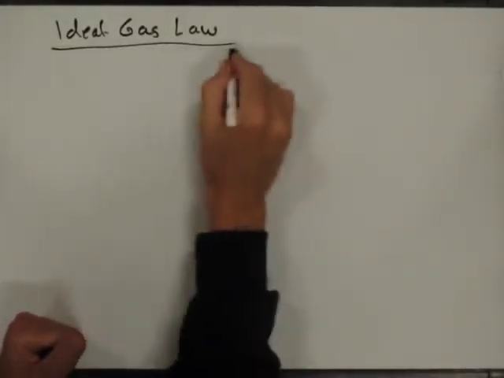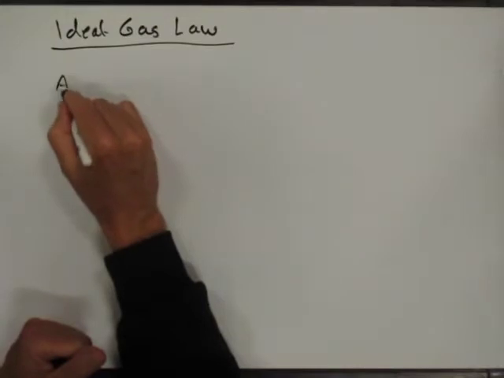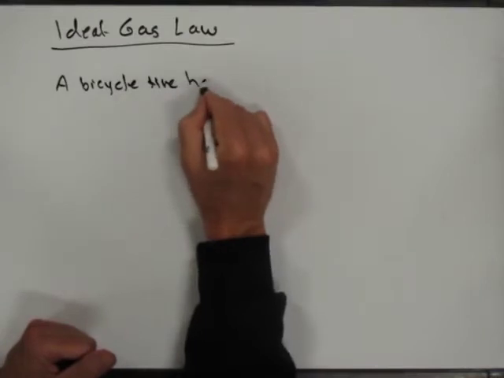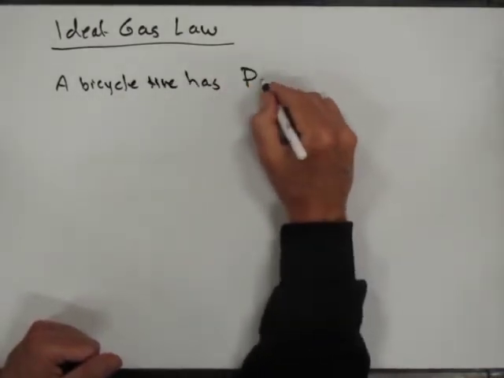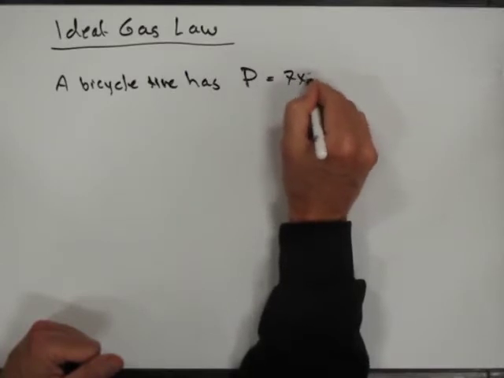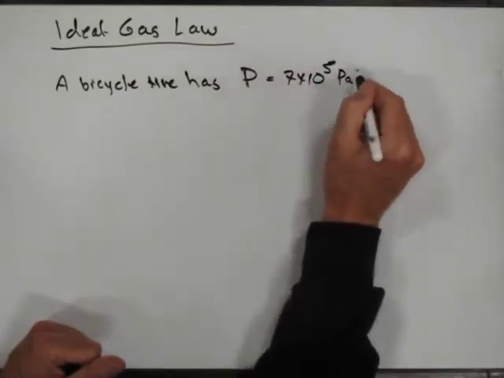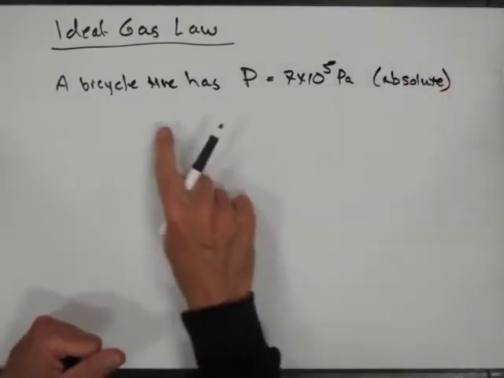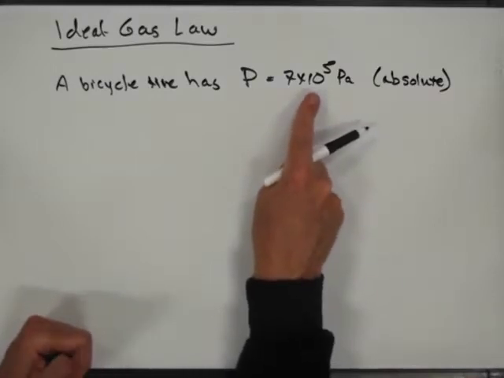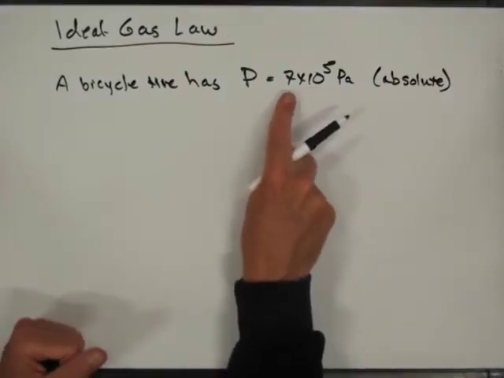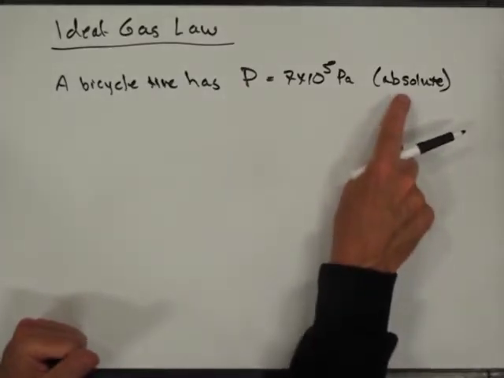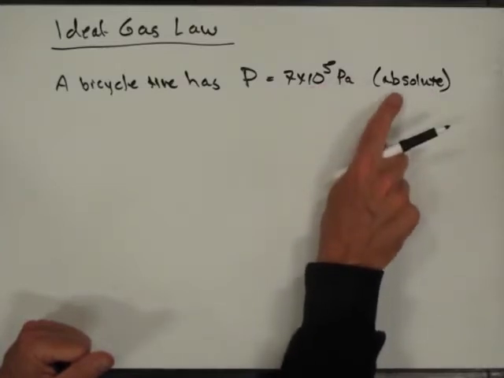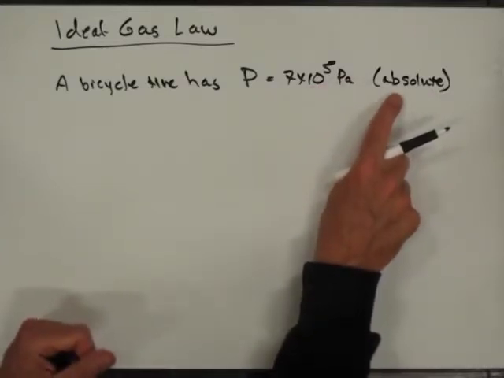So let's do an example. A bicycle tire has 7 times 10 to the 5th pascals. Remember, 10 to the 5th pascals is about 1 atmosphere, and so it's about 7 atmospheres of pressure. Again, these have to be absolute numbers in the ideal gas law. So if this is a gauge pressure, then you'd have to add an atmosphere to it to get the absolute pressure, assuming it was sitting on the surface of the Earth.